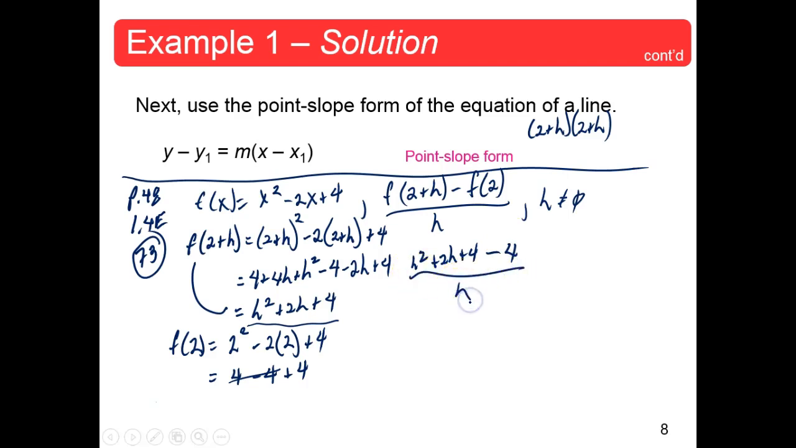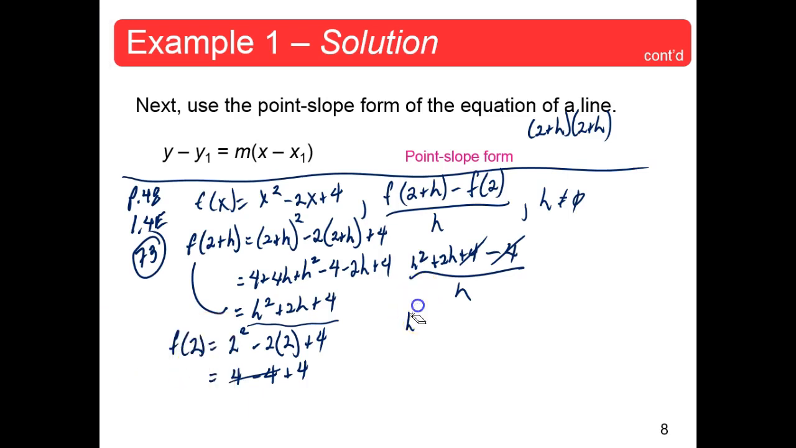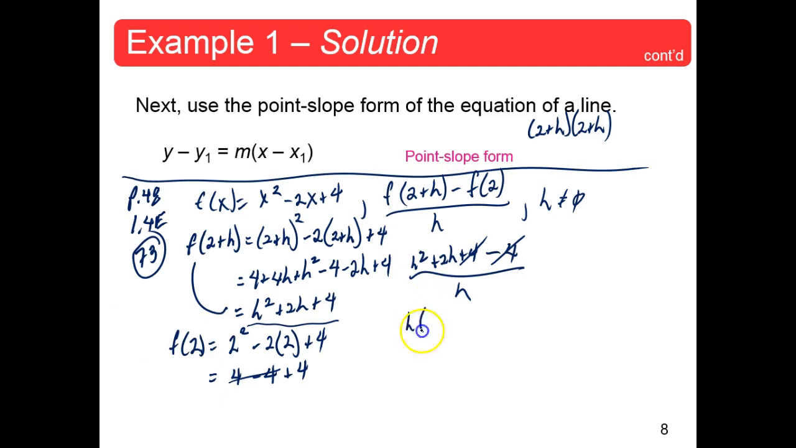Divide by h. Okay, what can we do to simplify? Oh, 4 minus 4 is 0. Okay, so that leaves us h squared plus 2h. Okay, factor out an h. Is that what I heard you saying? I thought so. And what does that give us? h times h plus 2, divided by h.